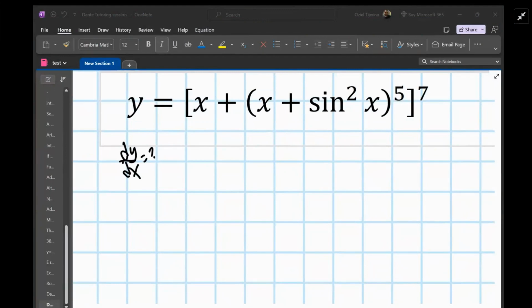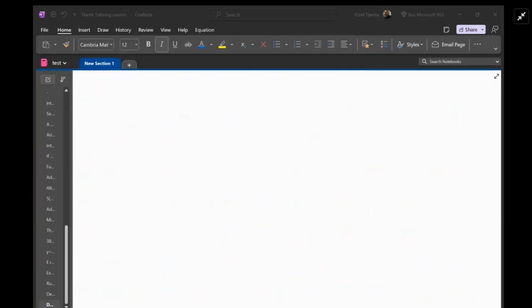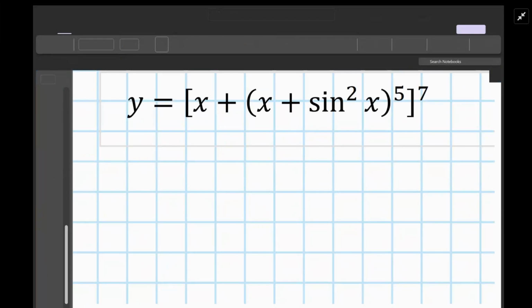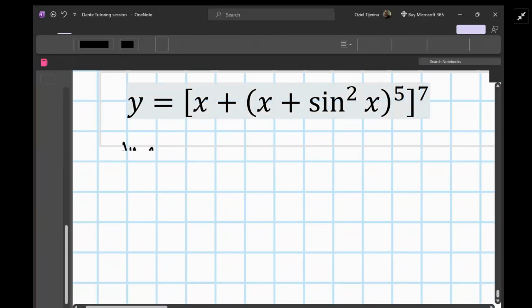All right, so let's look at this one. It is very difficult. Of course, if you know chain rule really well, it is not as difficult. But if you don't know chain rule very well, it is very difficult. It does take some practice.